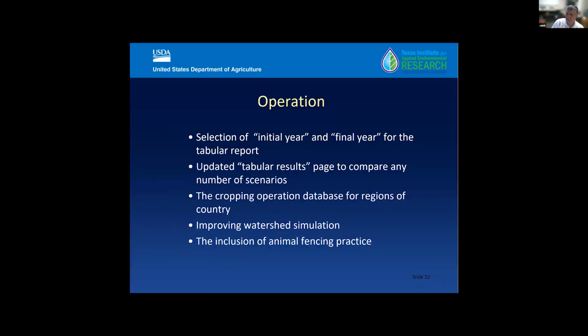Output: the cropping operation database for regional counties was updated, improving watershed simulation. We improved the watershed simulation, and you will see an example of it. And the inclusion of animal fencing, which is very significant, was added, and it's going to be released next month.